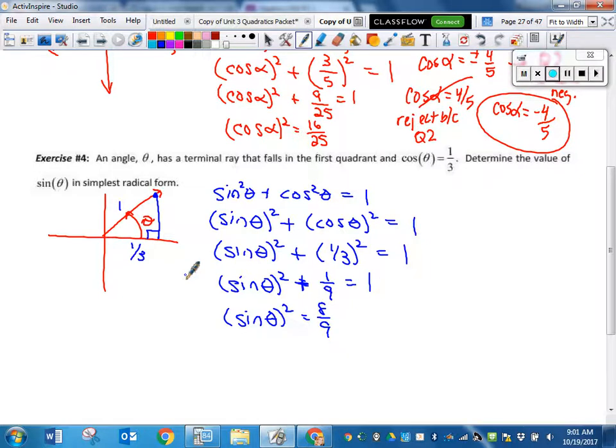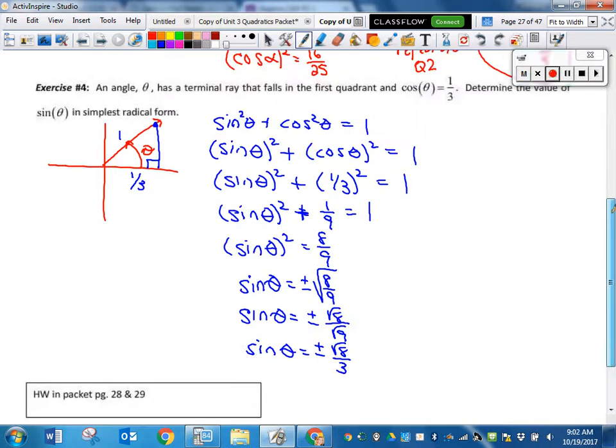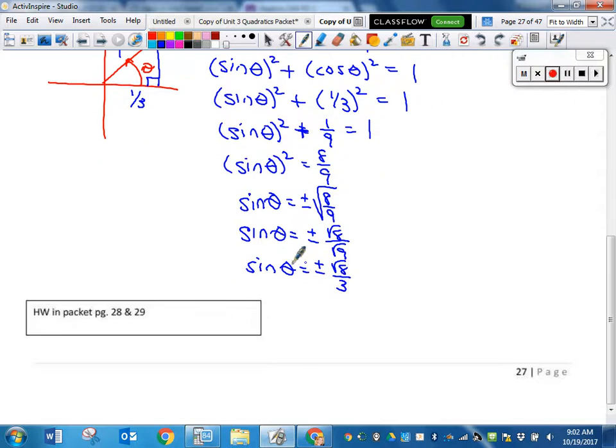Square root again, same thing. Okay, so sine of theta equals plus minus, big giant radical, 8/9. Split it up, slide it down here. Sine of theta then would equal plus or minus radical 8 over radical 9. Now, radical 8 is not a perfect square, but square root of 9 is. So plus minus radical 8 over 3. They wanted it in simplest radical form, in the directions.